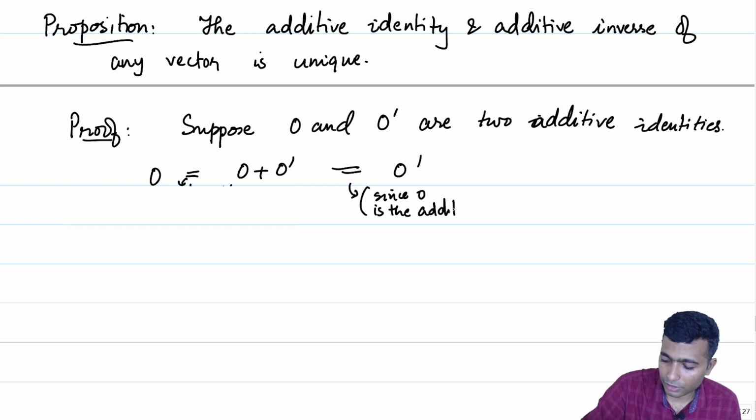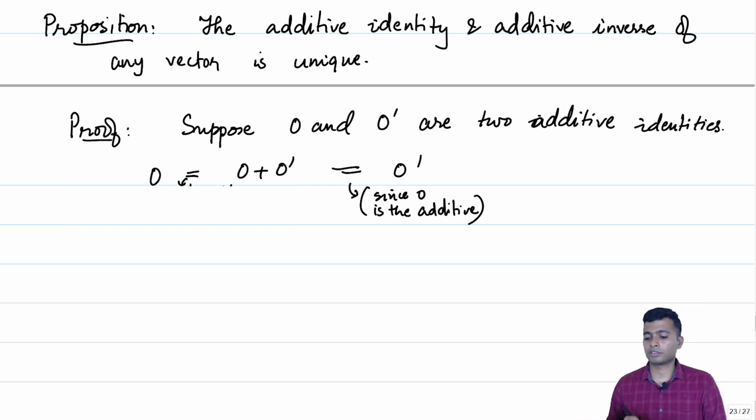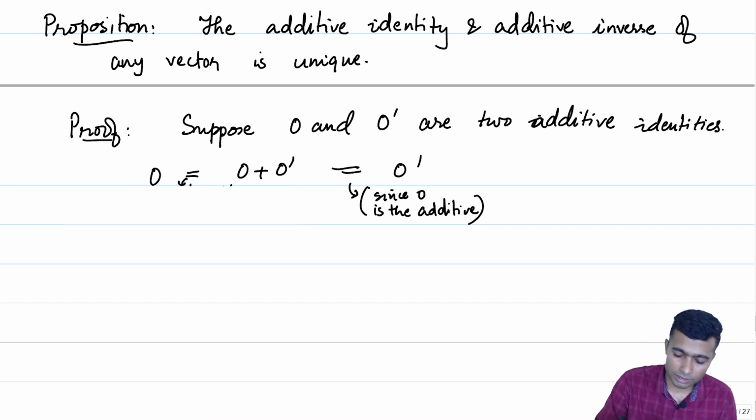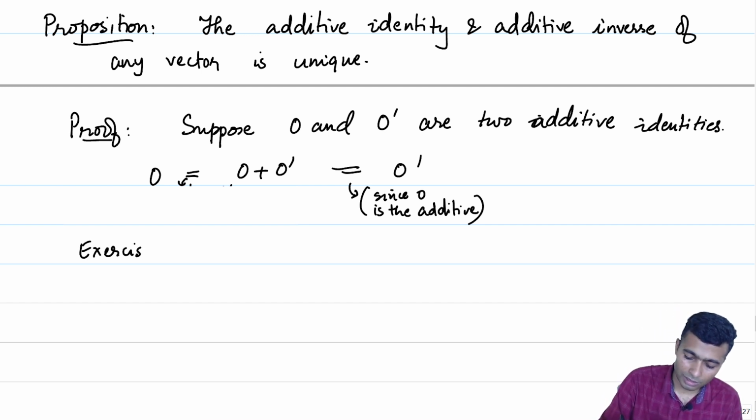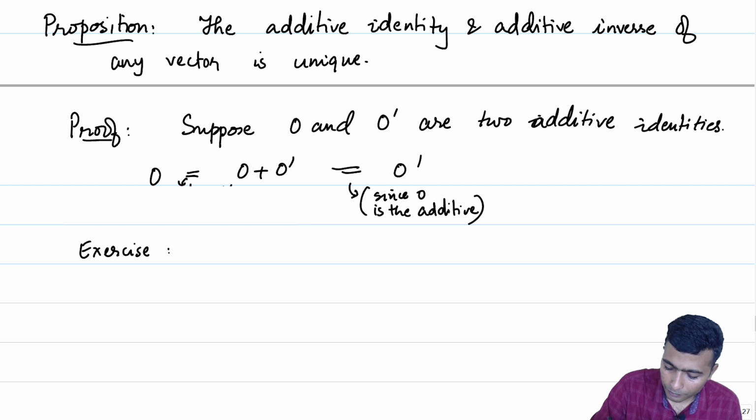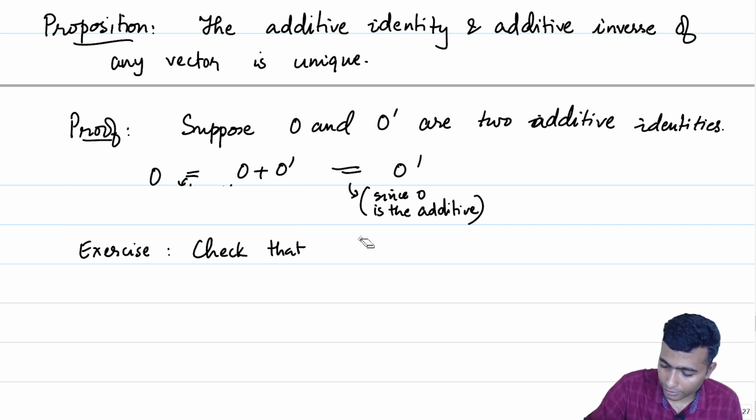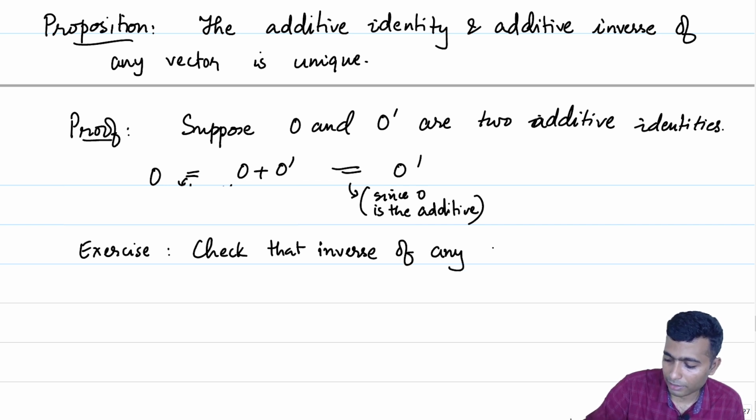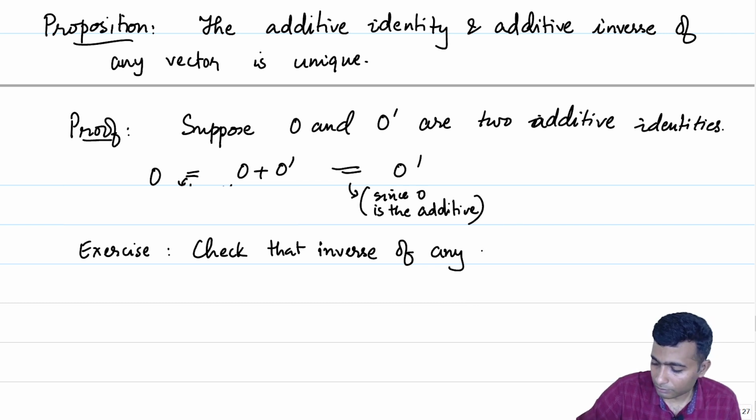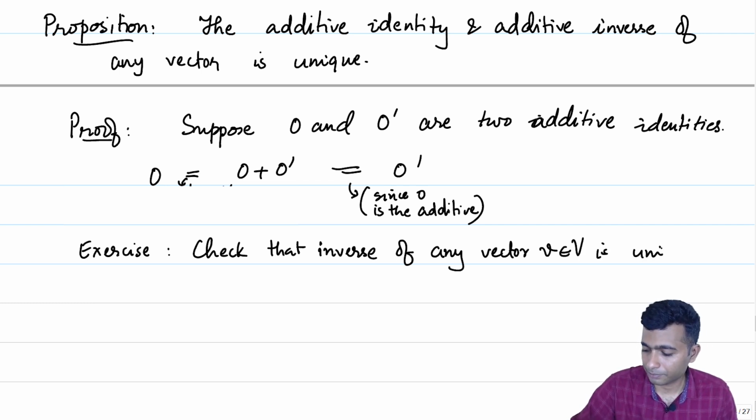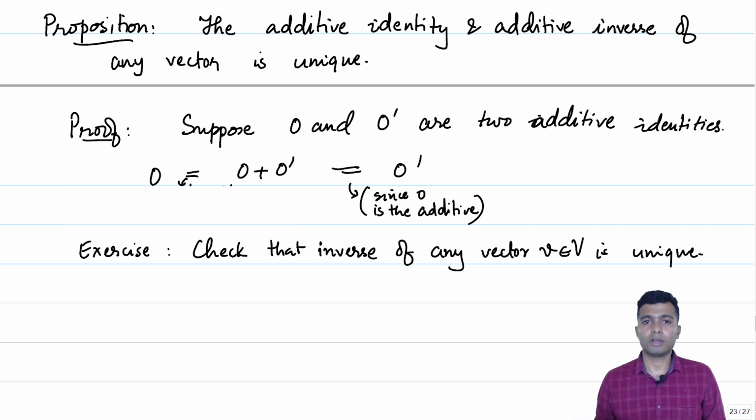So, let me not give a proof of the inverse being unique. I will leave it as an exercise for you to check that inverse is unique. Idea is more or less similar. Check that the inverse is not yet right. That's precisely what we are trying to do. Inverse of any element V, any vector V in capital V is unique. All right, let's stop here.